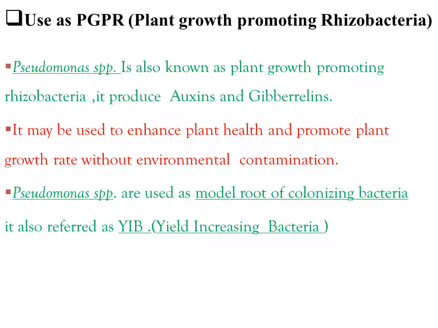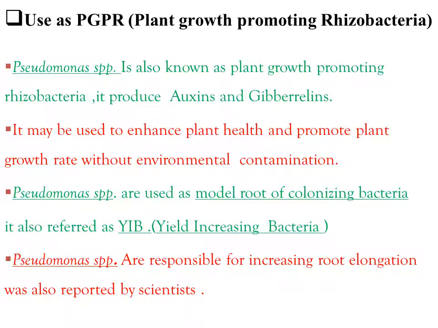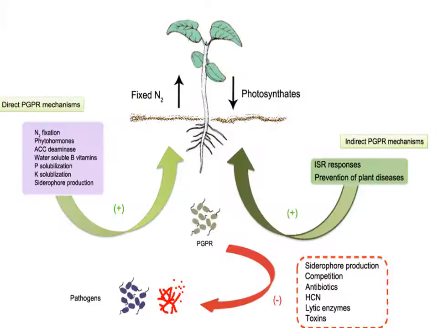Why is it popular among farmers? Because of distinguishing features: it increases the yield by activating the root system, and it also gives a positive response to root elongation, which has been reported by various scientists in this field.